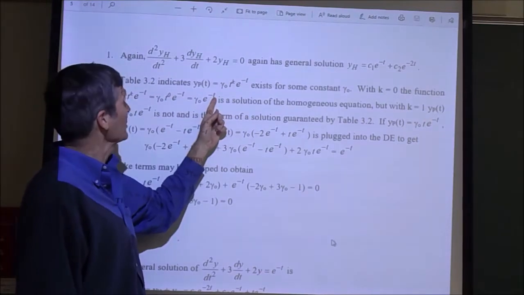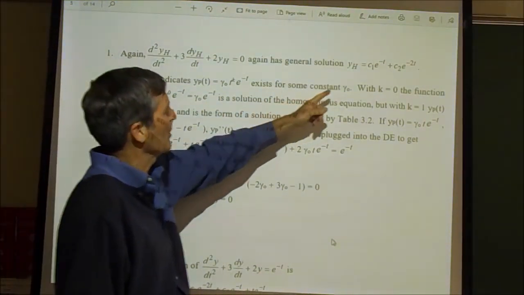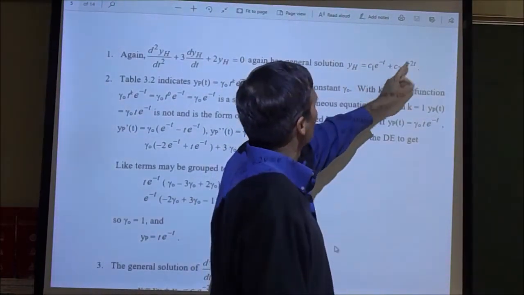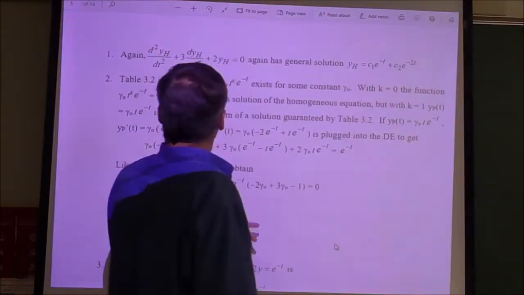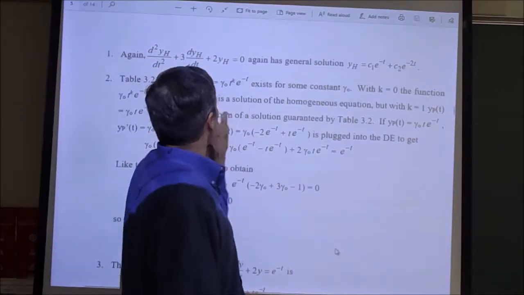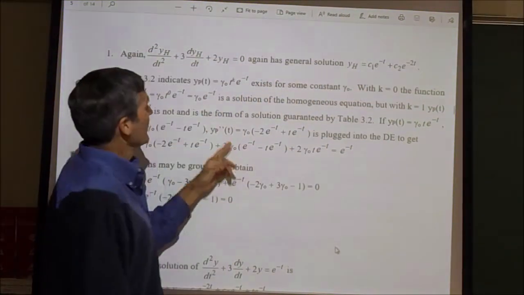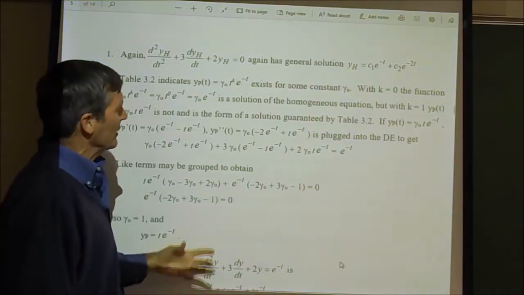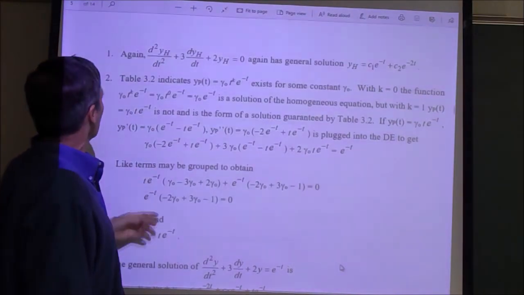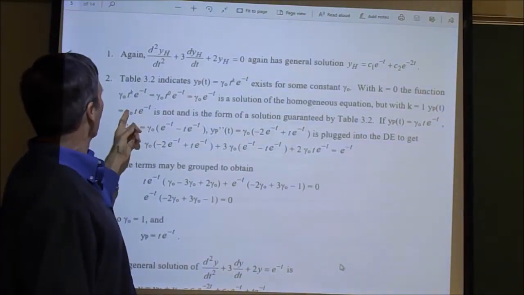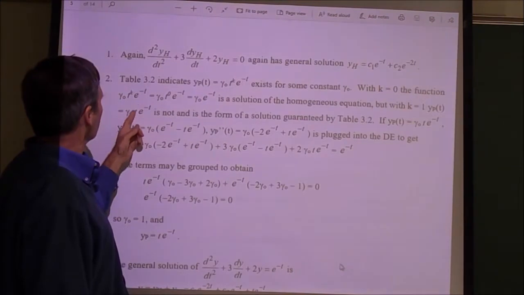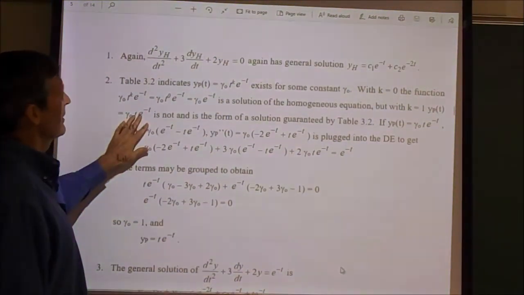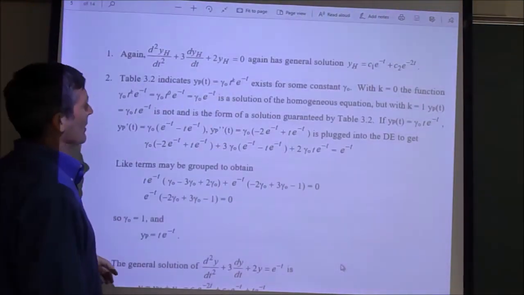But wait a minute, that's the solution of the homogeneous problem, right? Here's the homogeneous problem. If I took c1 equals gamma 0 and c2 equals 0, this is actually one of the solutions of the homogeneous problem. So I can't use it. I have to raise k to equals 1. With k equals 1, I get gamma 0 e to the minus t times t to the 1 out of the table. And this one is not of the form of a homogeneous solution, right?